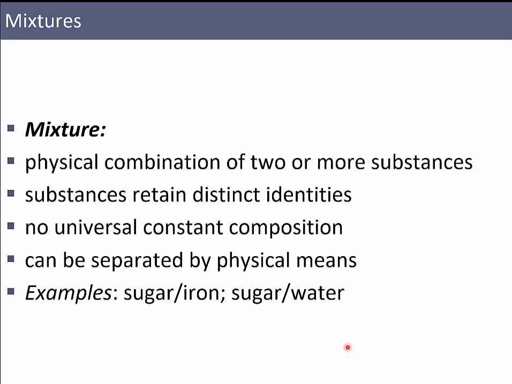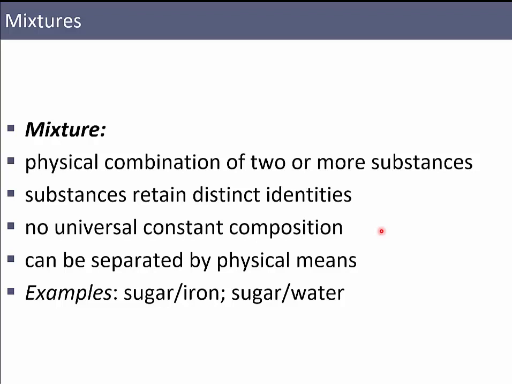A mixture is a combination of 2 or more substances. The substances could be elements, or they could be compounds. The substances are going to retain their distinct identities. Right? They're not going to have a universal constant composition. So if you think about something like sweet tea, right? Sweet tea is a nice mixture, but if you buy sweet tea down in Georgia, and if you buy sweet tea up in Vermont, right, they're going to be 2 radically different compositions. So it's not universally constant.